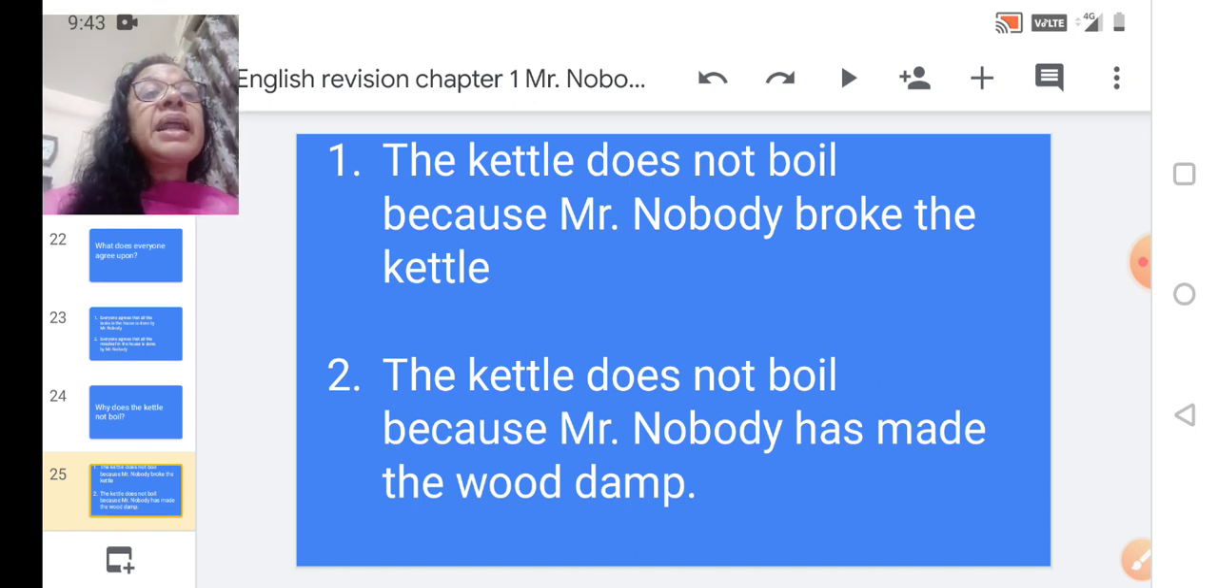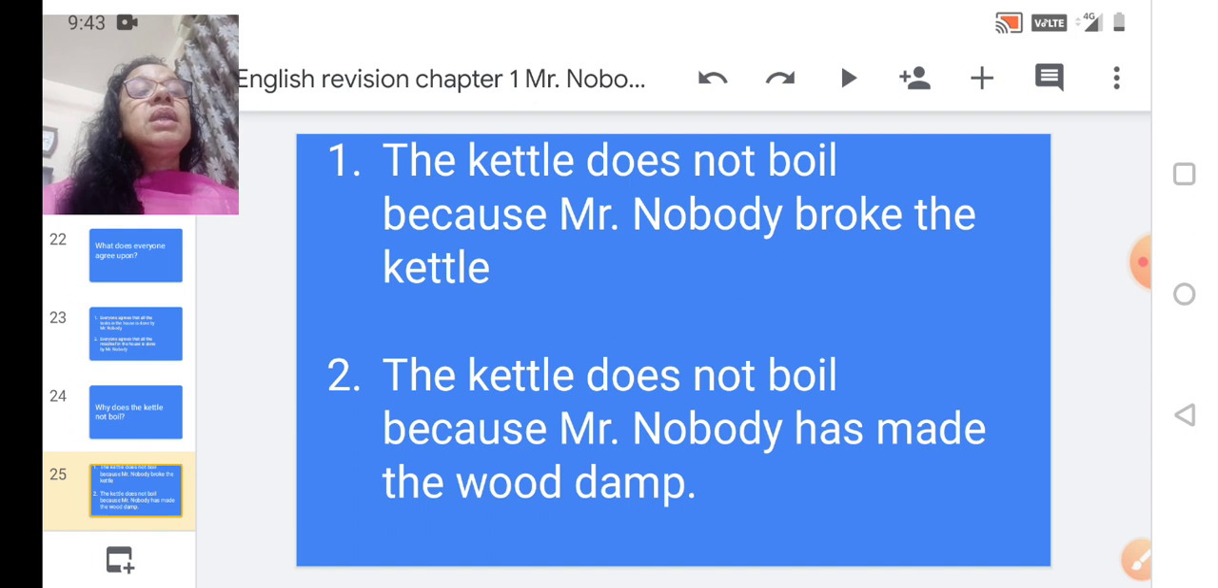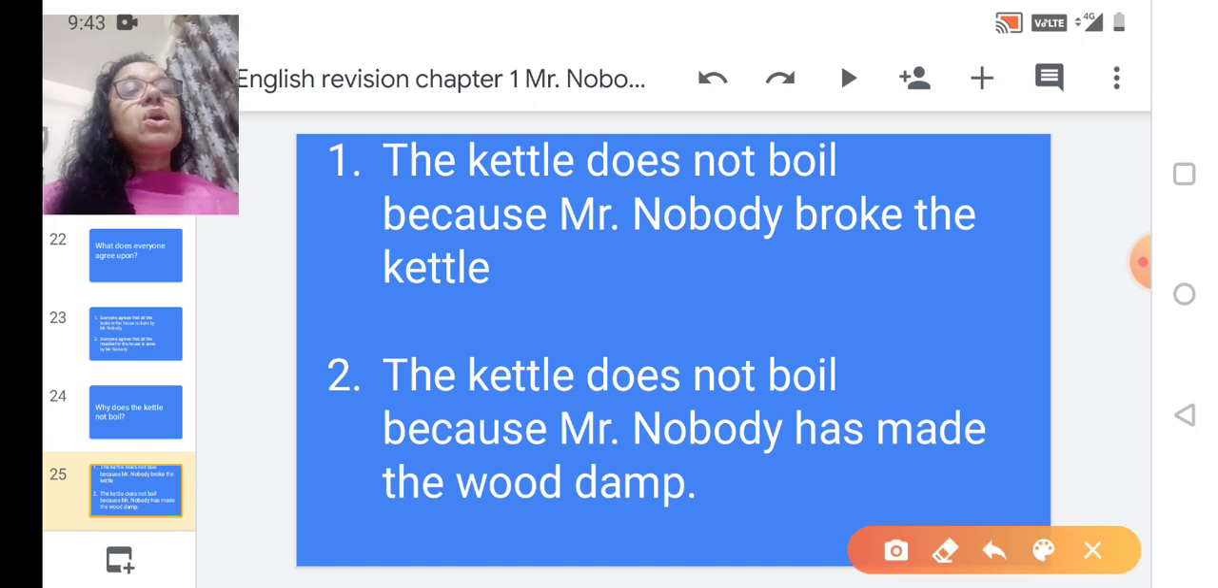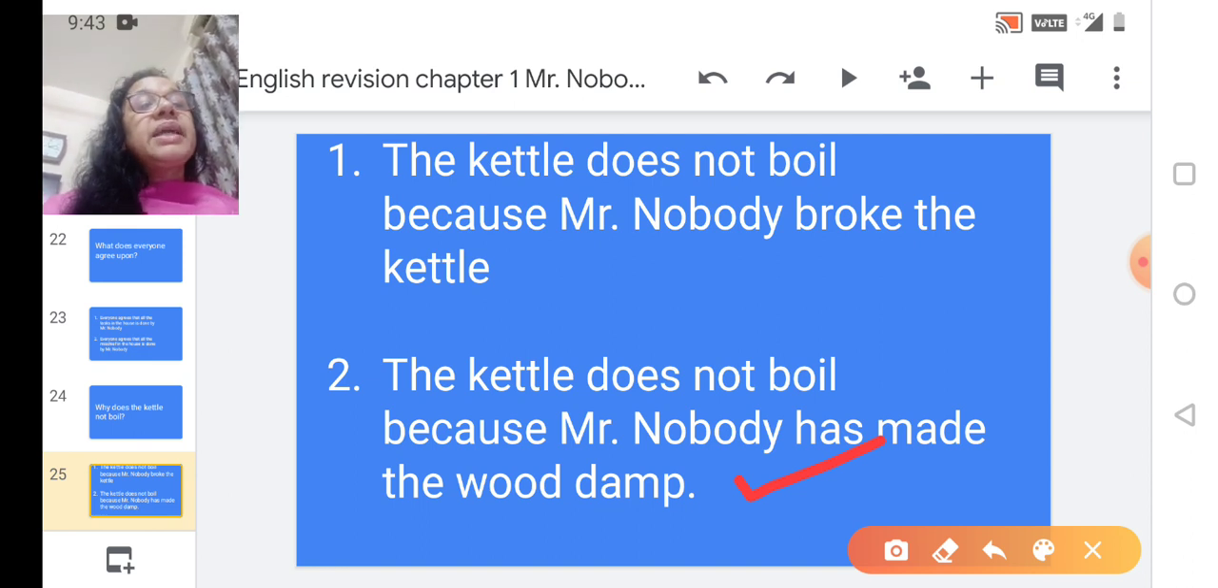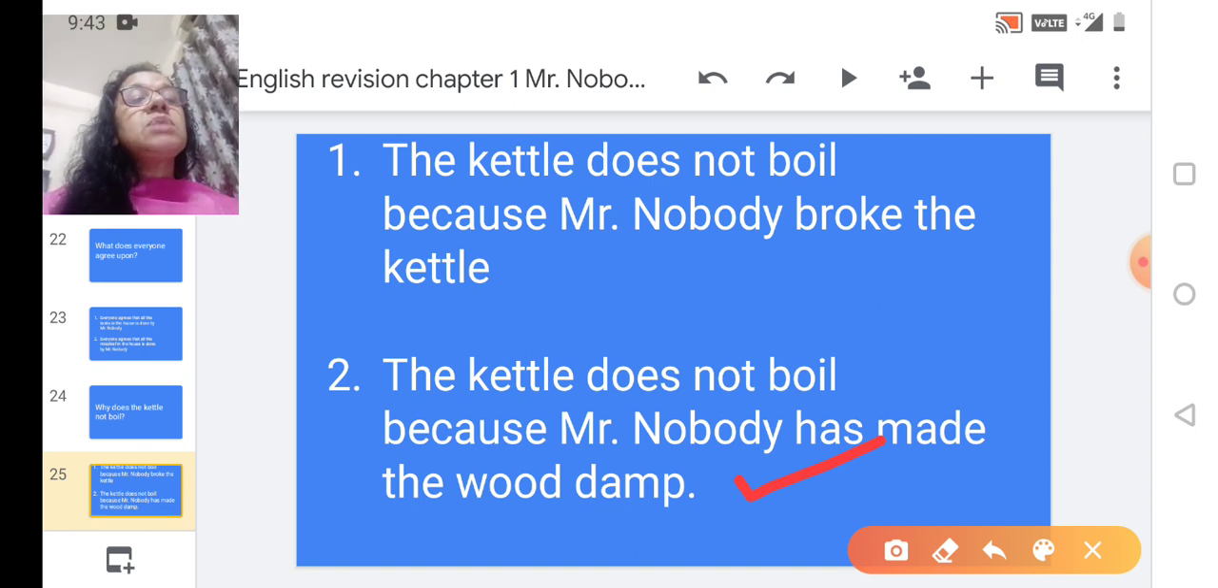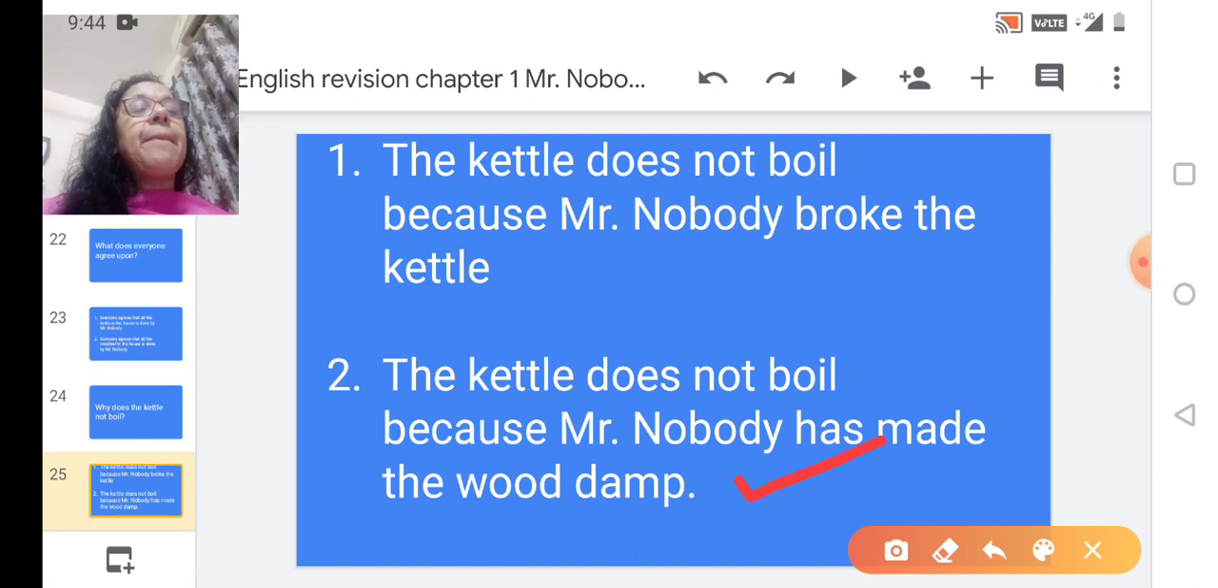This is the correct answer for that question. The kettle does not boil because Mr. Nobody has made the wood damp. So the correct option is the second option. The kettle does not boil because Mr. Nobody has made the wood damp.